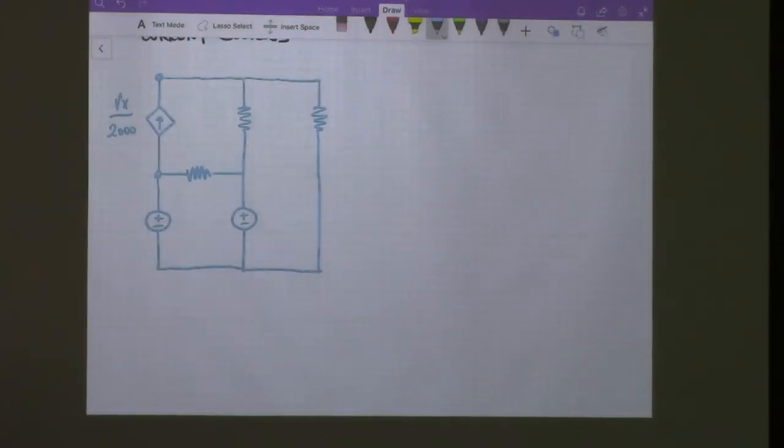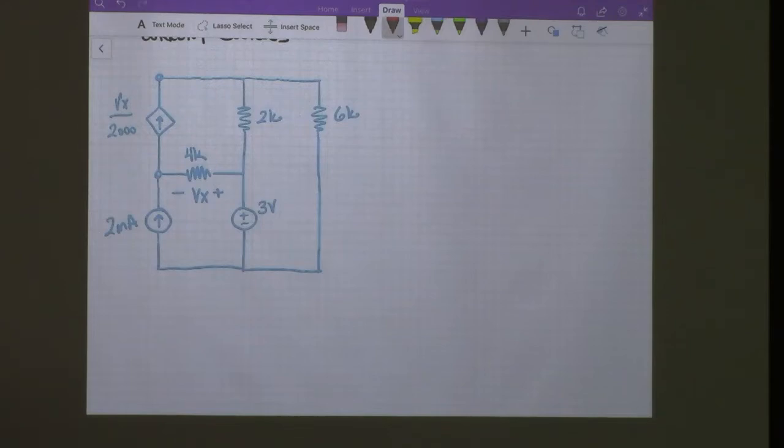Okay, so this is a current source, 2 milliamps. This is 3 volts. We have 4,000 ohms, so 4 kilo ohms, 6 kilo ohms. We have 2 kilo ohms. This is our Vx right here. And I think that's it.